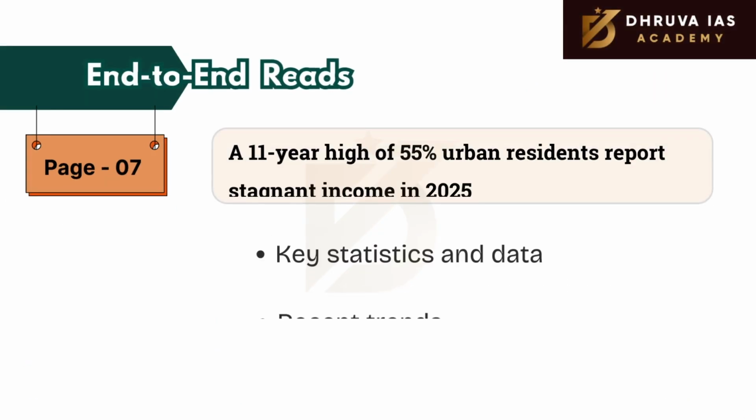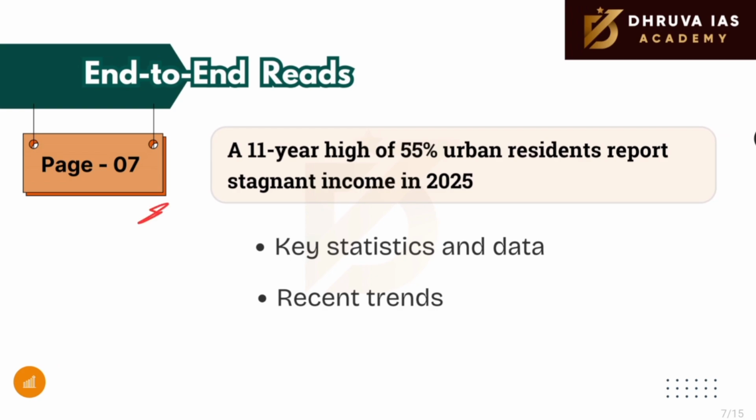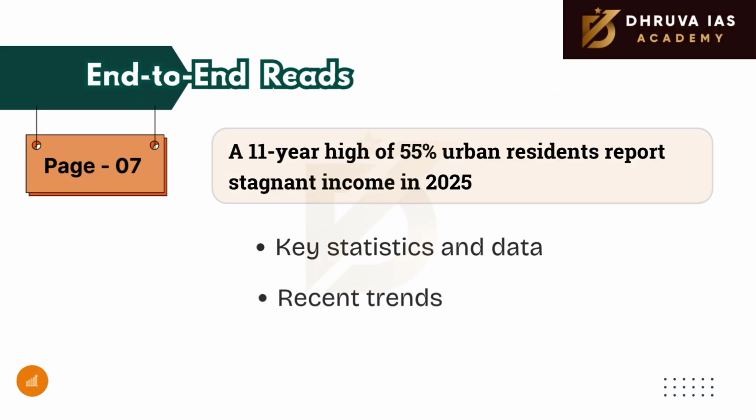The next article that we will be reading is in page number 7. It talks about the cost of living in urban areas. It is related to GS1 and GS2, social issues and social justice. As this particular section is all about data and conclusions, keep an eye on these elements.